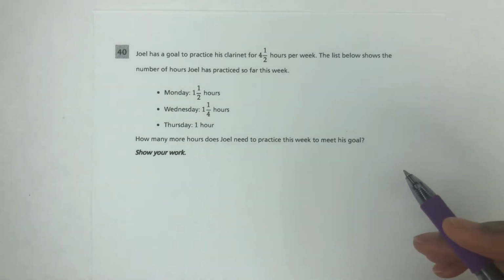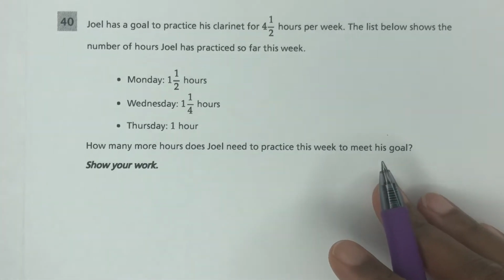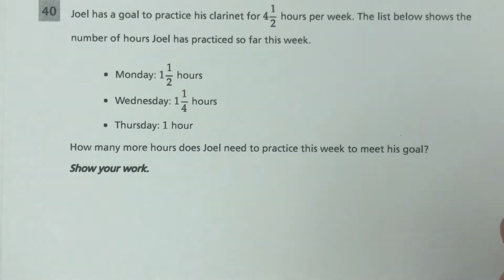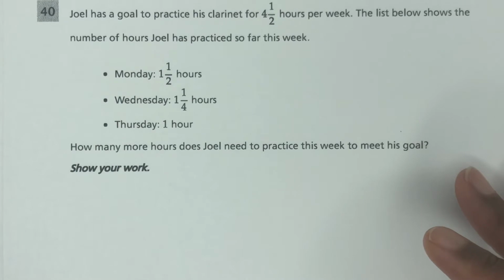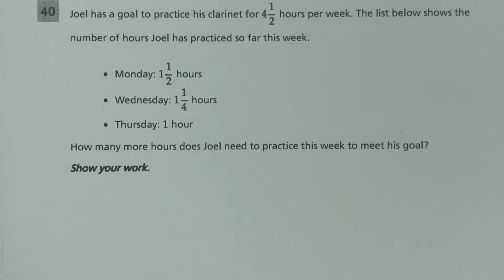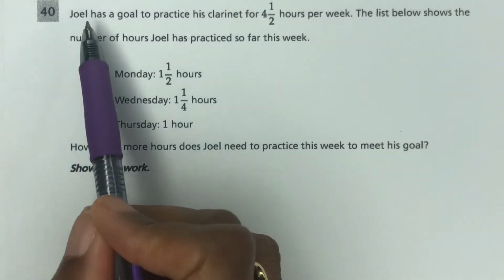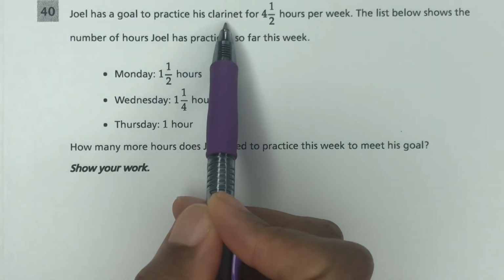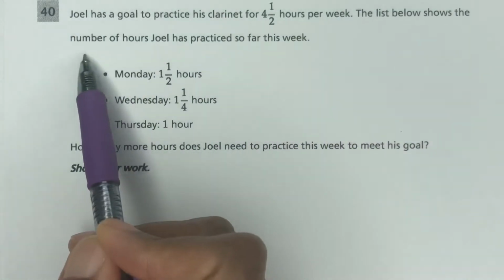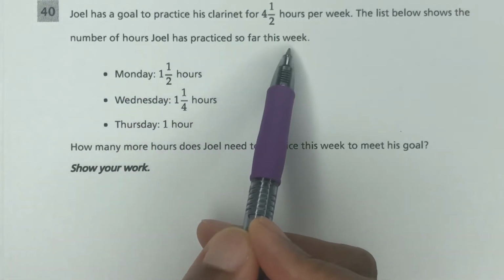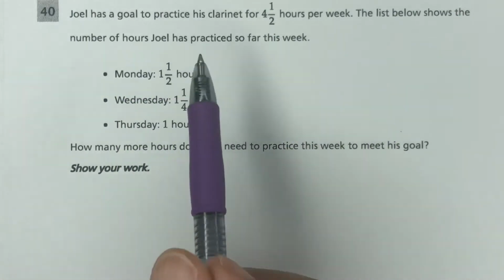So here you have a question that is dealing with a few fractions, and I say multiple step because you obviously have to do a few things before we actually solve it. So let's read this question. Joel has a goal to practice his clarinet for 4.5 hours per week. The list below shows the number of hours Joel has practiced so far this week. So what has he practiced so far?